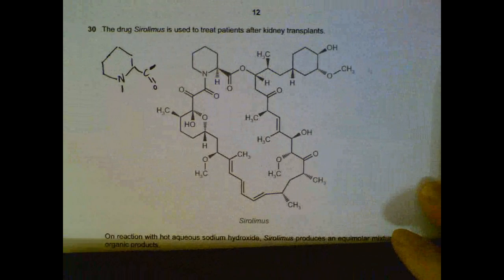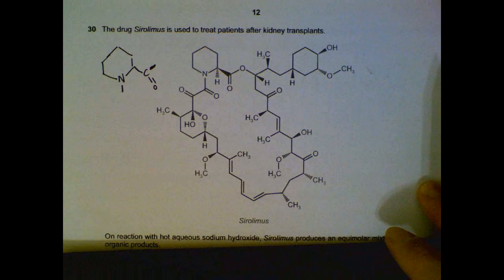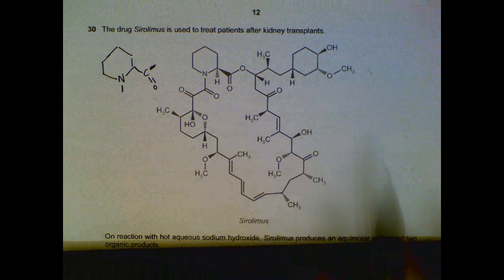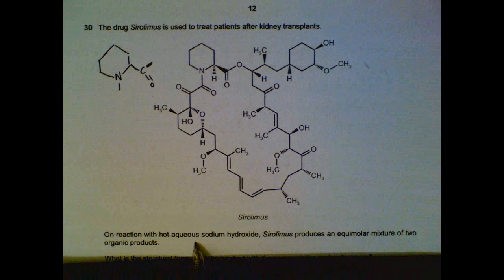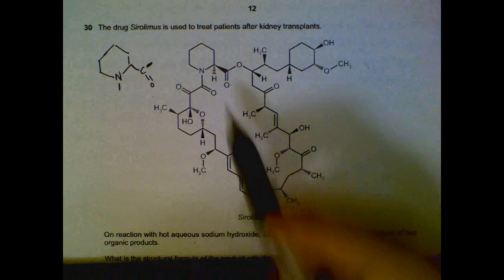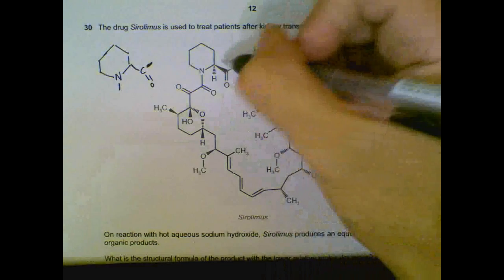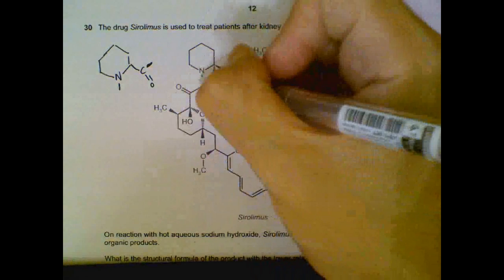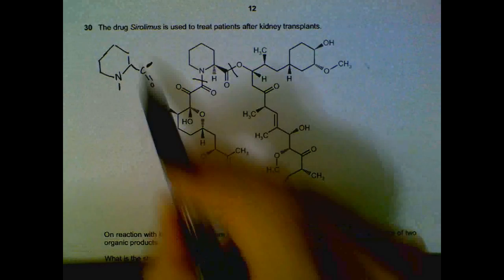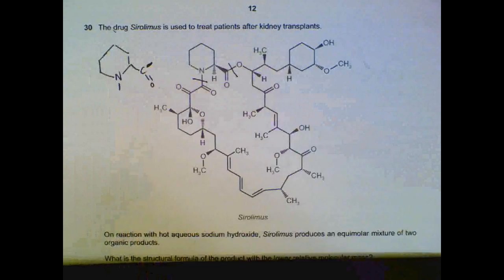Number 30, we have this molecule that is heated in hot sodium hydroxide. So the bonds here, your ester bonds will be broken, your amide bonds will be broken here, and we end up with a small molecule that comes out, right, and the large molecules on this end.